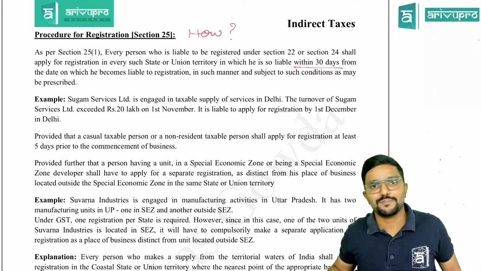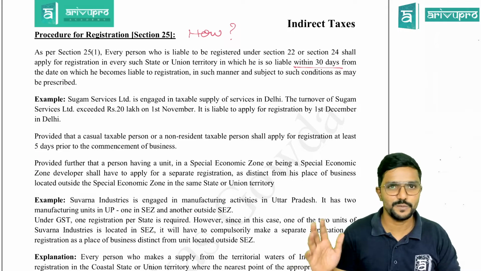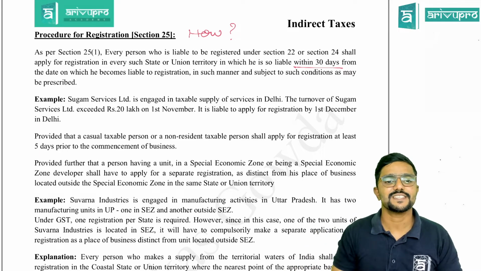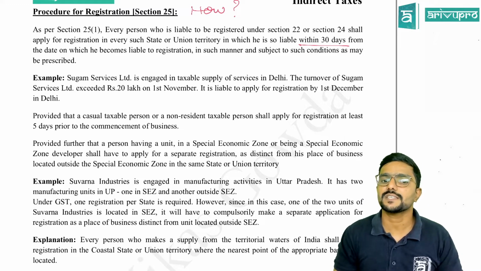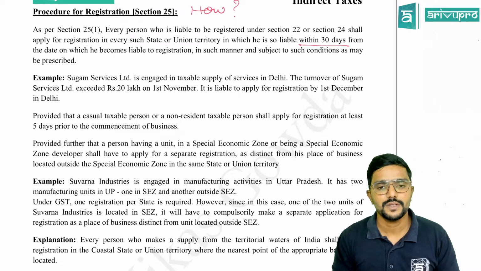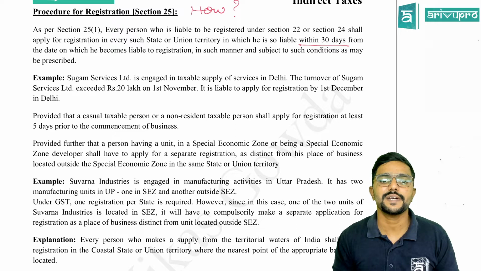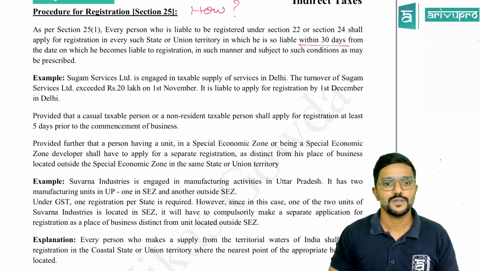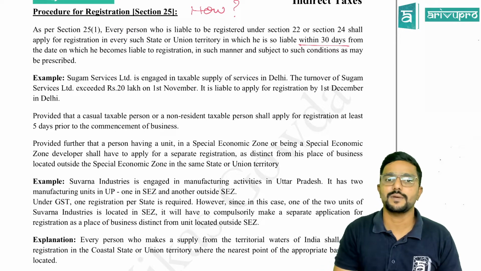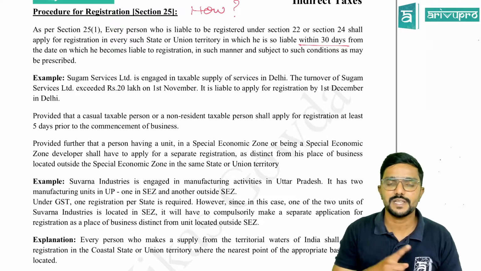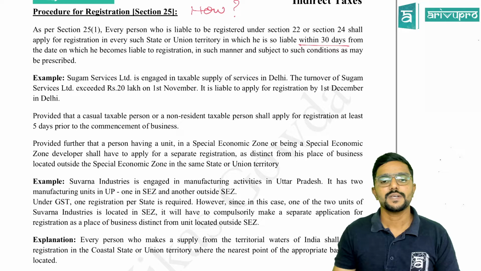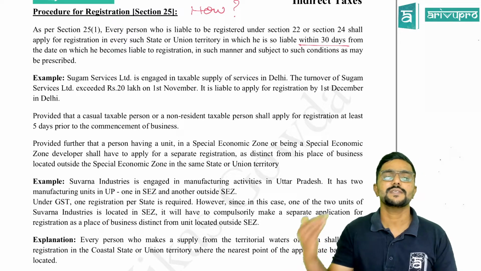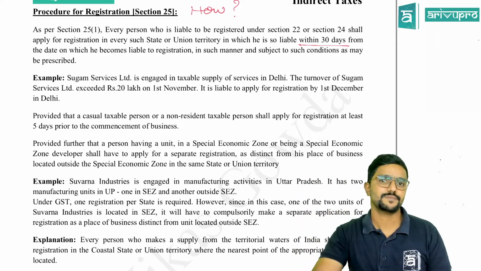Sir, what if I don't apply? There are penal provisions, which we will be seeing later. Clear? Yes. Example: Sugam Services Limited is engaged in taxable supply of services in Delhi. The turnover of Sugam Services Limited exceeded 20 lakh on 1st November. So on 1st November, it became liable to get registered. So within 30 days, it is liable to apply for registration by 1st December.